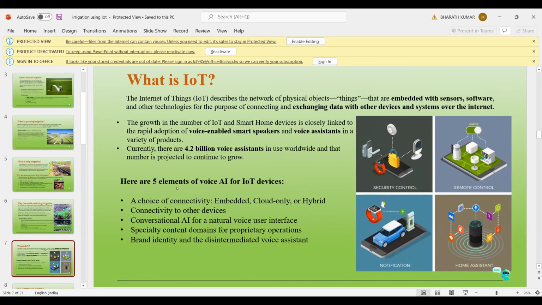There are 5 elements of voice assistants and IoT: choice of connectivity, connecting to other devices, conversational AI for natural voice, user interface, specifying the content domains and properties of our agent, branded identity, and distributed voice assistant.